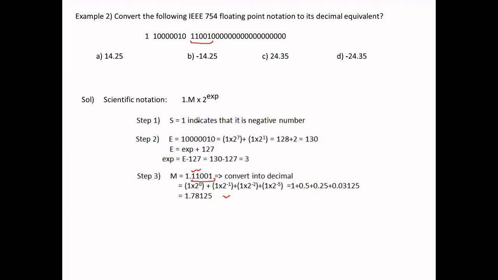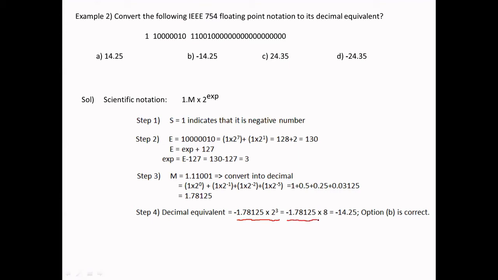Now you substitute in this scientific notation. So the decimal equivalent is minus, this is the mantissa, 1.78125 into 2 power exponent, which is 3. That equals minus 1.78125 into 8, which equals minus 14.25. Option B is correct.